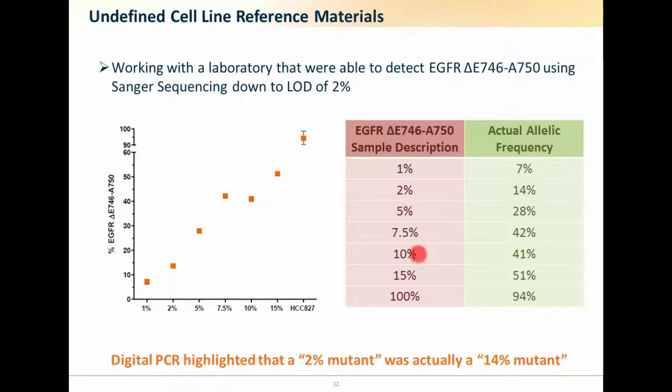What we found was that what they claimed was a 2% dilution was in fact a 14% dilution. And this explained exactly how they were able to detect what they thought was 2% using the Sanger sequencing method.